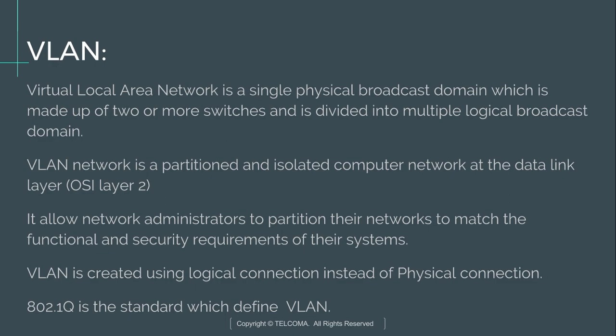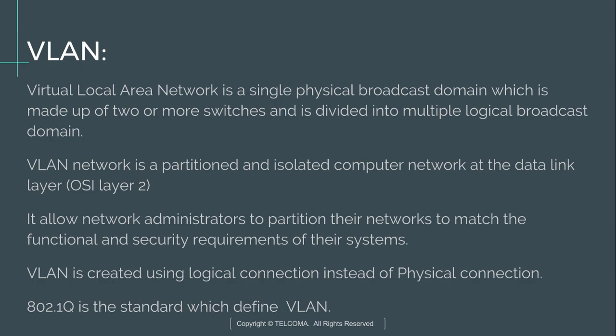VLAN stands for Virtual Local Area Network. Here, what we do is a large physical broadcast domain is divided into multiple logical broadcast domains. It means we create a virtual network from a physical network. So a virtual local area network is a single physical broadcast domain which is made up of two or more switches and is divided into multiple logical broadcast domains.